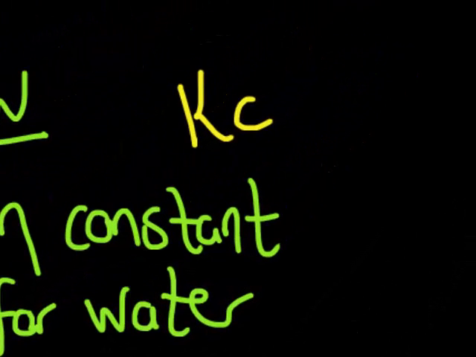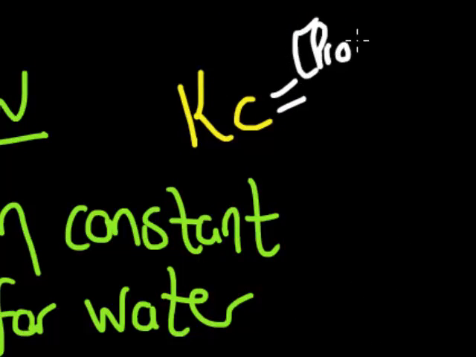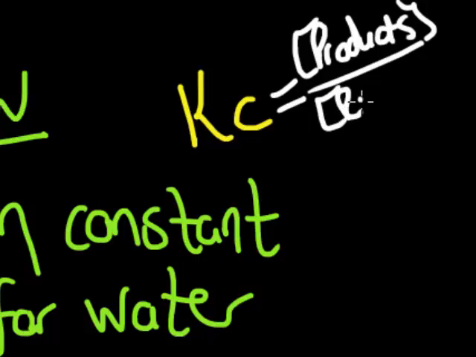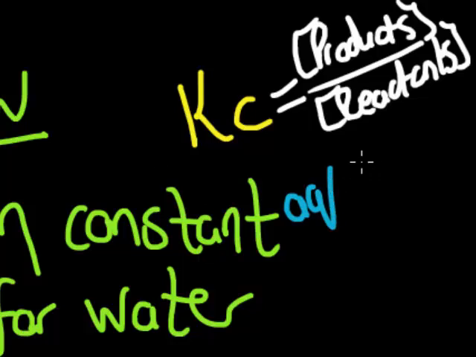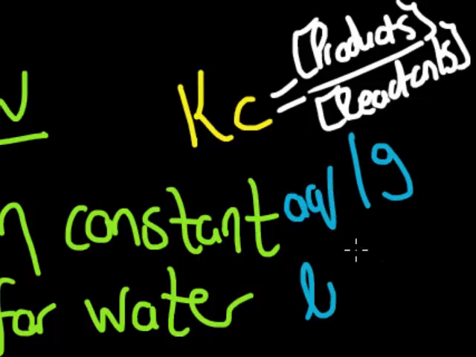Remember when we take a look at our Kc, which was the equilibrium constant, we said that that was equal to the concentration of products over the concentration of reactants. But the only things that were allowed to be used as concentration of products and reactants in this Kc expression were aqueous solutions as well as gases. Our pure liquids and our solids were not included in this Kc expression.